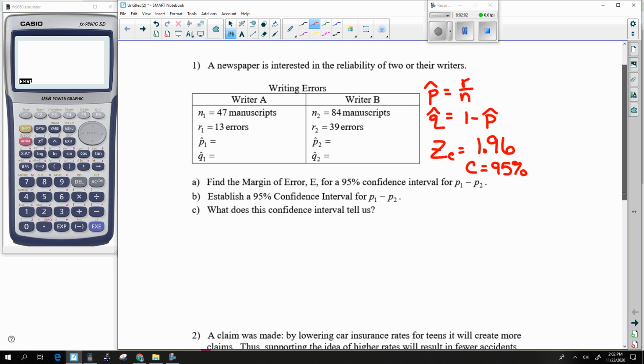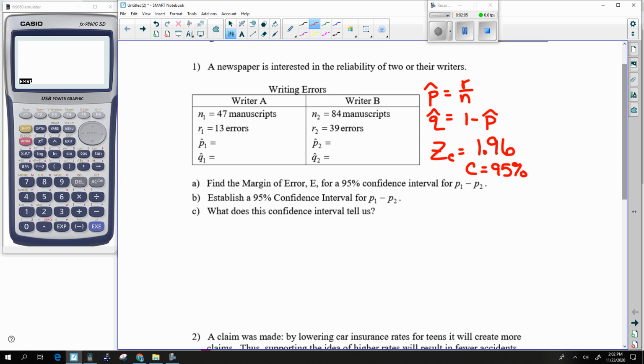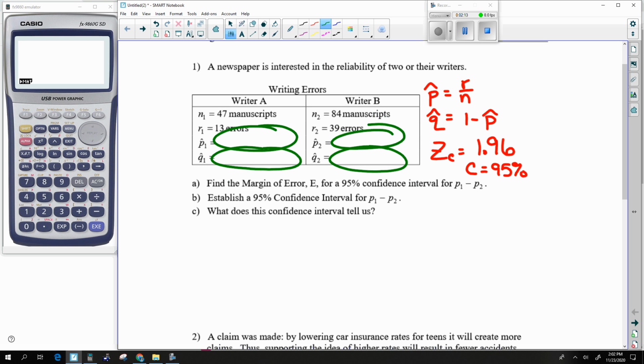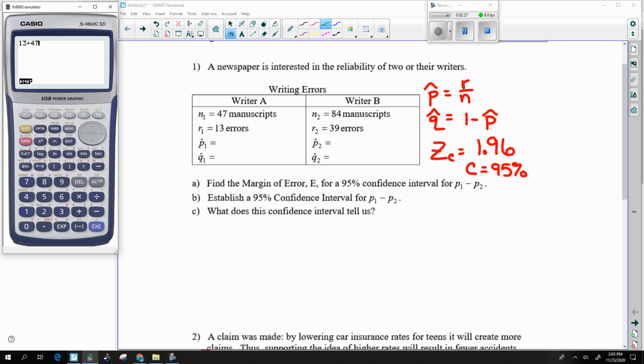Okay, several different questions that we need to fulfill. What I do first and foremost is I get these answers inside the box for my p hats and q hats for both 1 and 2. So p hats and q hats for 1, r is 13, n is 47, so r divided by n in that situation is .2766. So 1 minus that is your q hat, which is .7234.